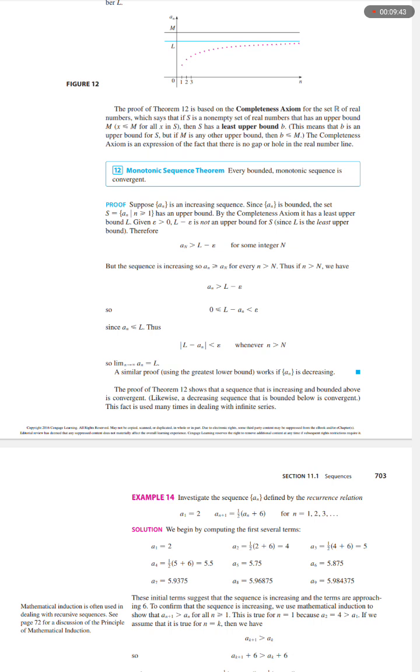A similar proof using the greatest lower bound works if (a_n) is decreasing. The proof of Theorem 12 shows that a sequence that is increasing and bounded above is convergent. Likewise, a decreasing sequence that is bounded below is convergent. This fact is used many times in dealing with infinite series.